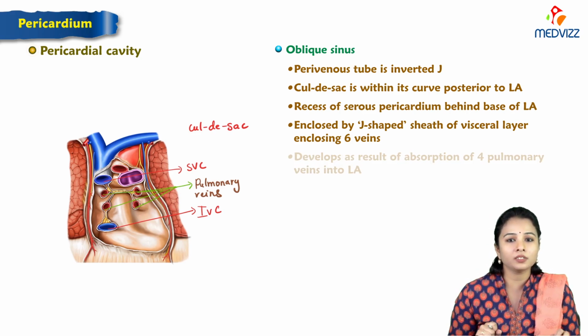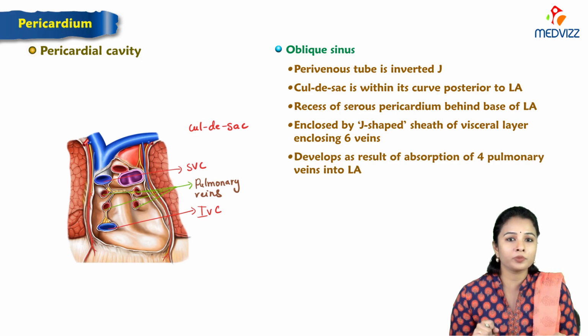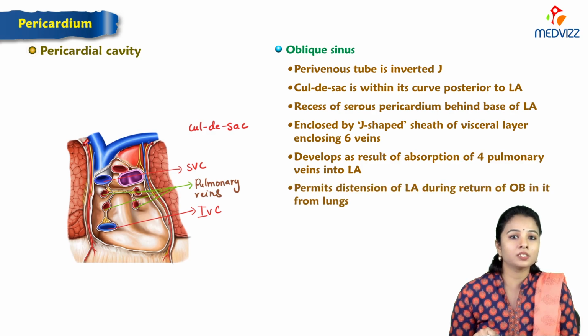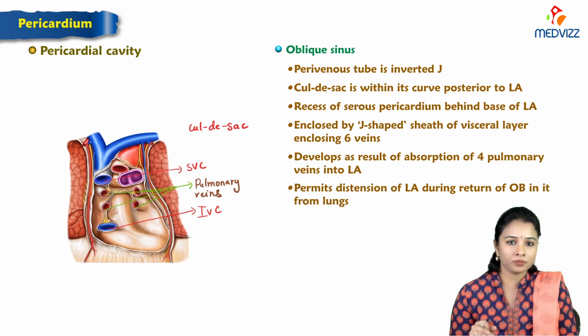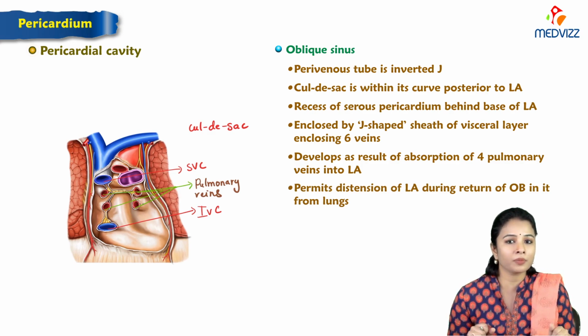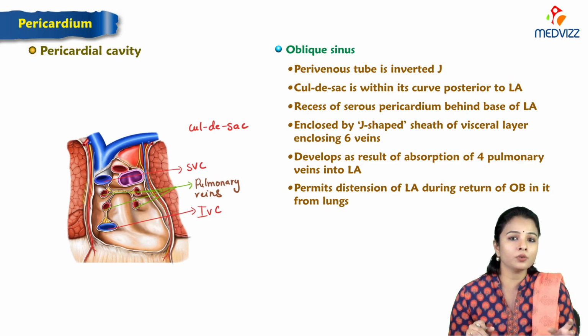The oblique sinus develops as a result of absorption of 4 pulmonary veins into the left atrium. The oblique sinus permits the distension of the left atrium during return of oxygenated blood, that is during the venous return from the lungs. So it is the return of oxygenated blood into the left atrium from the lungs.